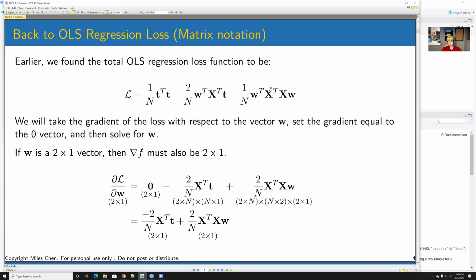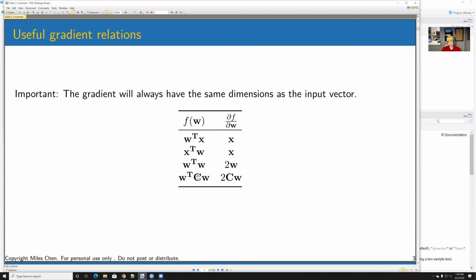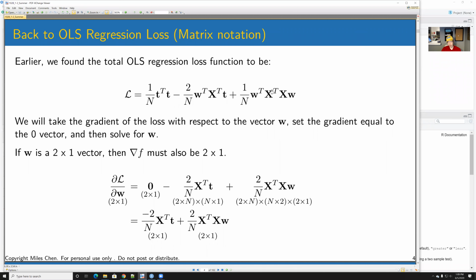And then W transpose, you can treat the X transpose X as that matrix C, right? So if you treat that as C, then we've got W, basically a CW, and so that's going to result in 2CW or 2 X transpose XW, okay? And if I do the dimensions, X transpose is 2 by N, X is N by 2, and W is 2 by 1, okay? And so this reduces down to negative 2 over N X transpose T plus 2 over N X transpose XW.